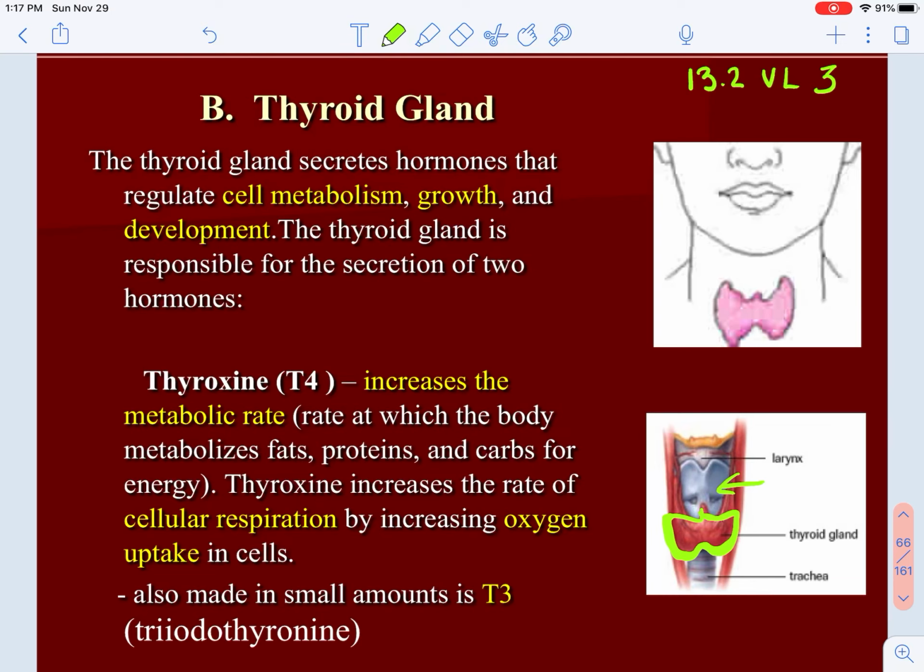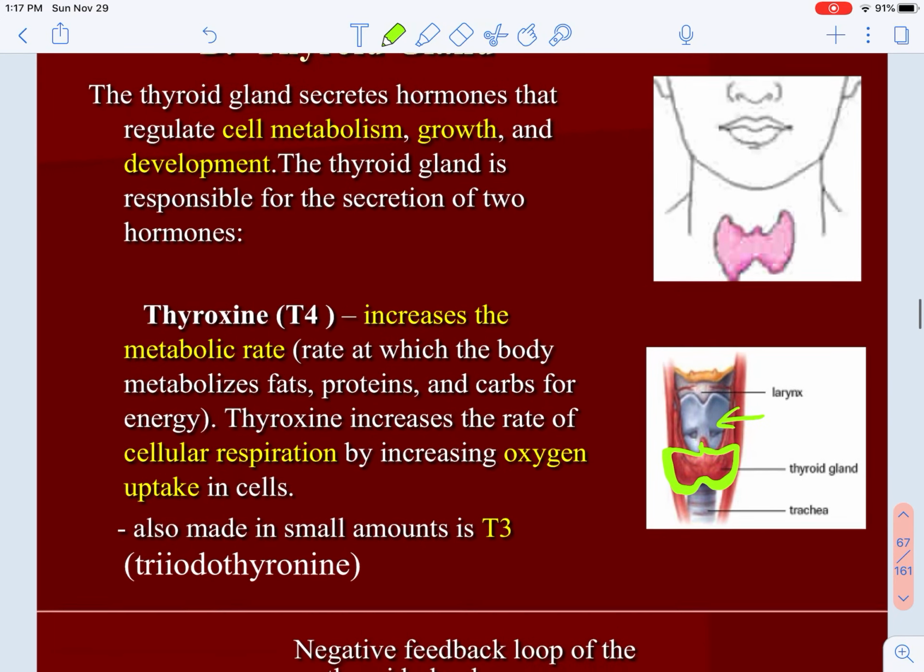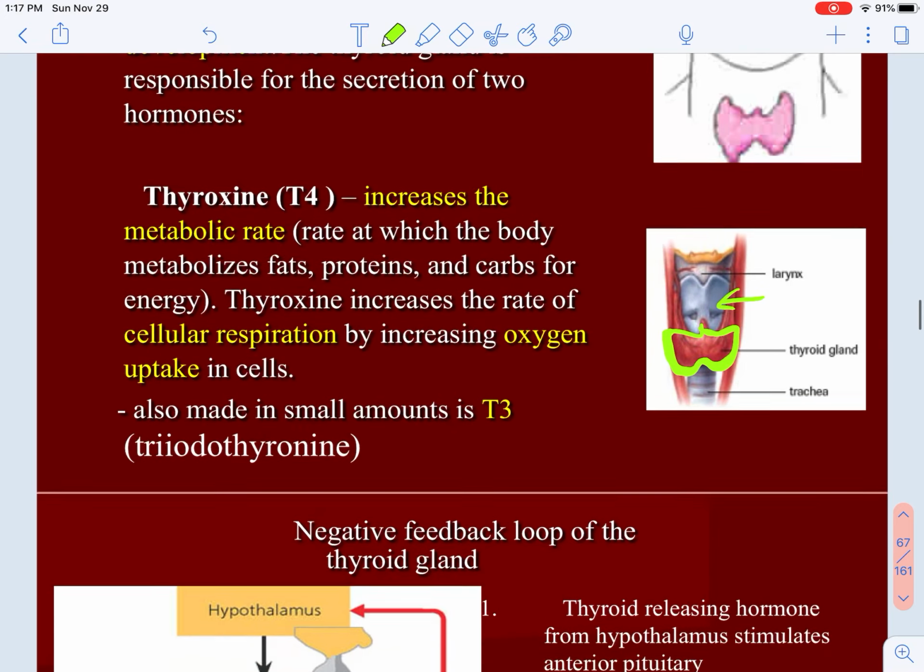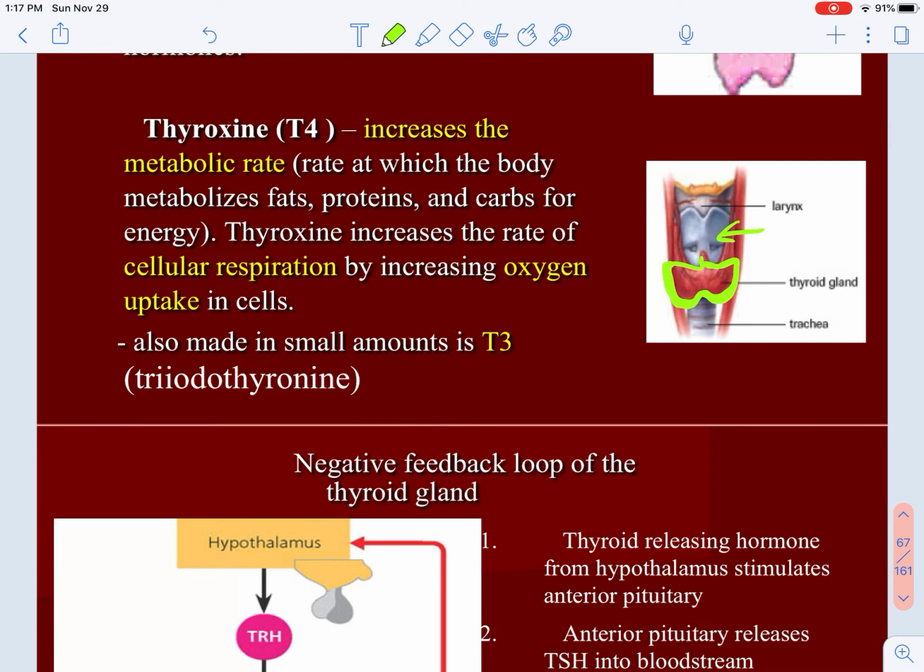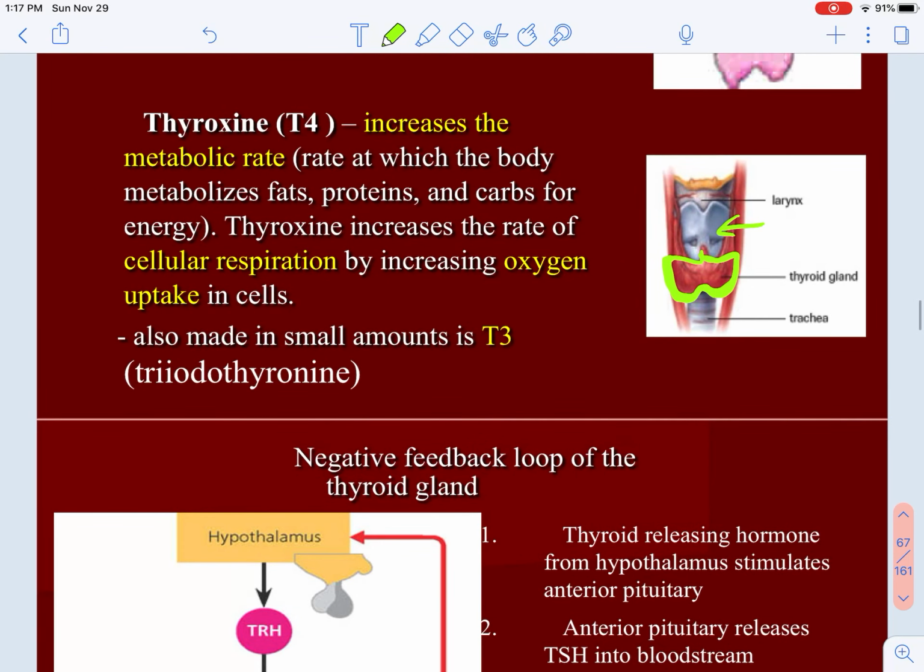The thyroid gland will release hormones for growth and metabolism, and thyroxine that's released will increase your metabolic rate, and that is the rate at which you use your food, your nutrients. And of course, the more you are doing that, the more you're doing cellular respiration, and the more oxygen you will also make. So thyroxine is the one you have to know about.